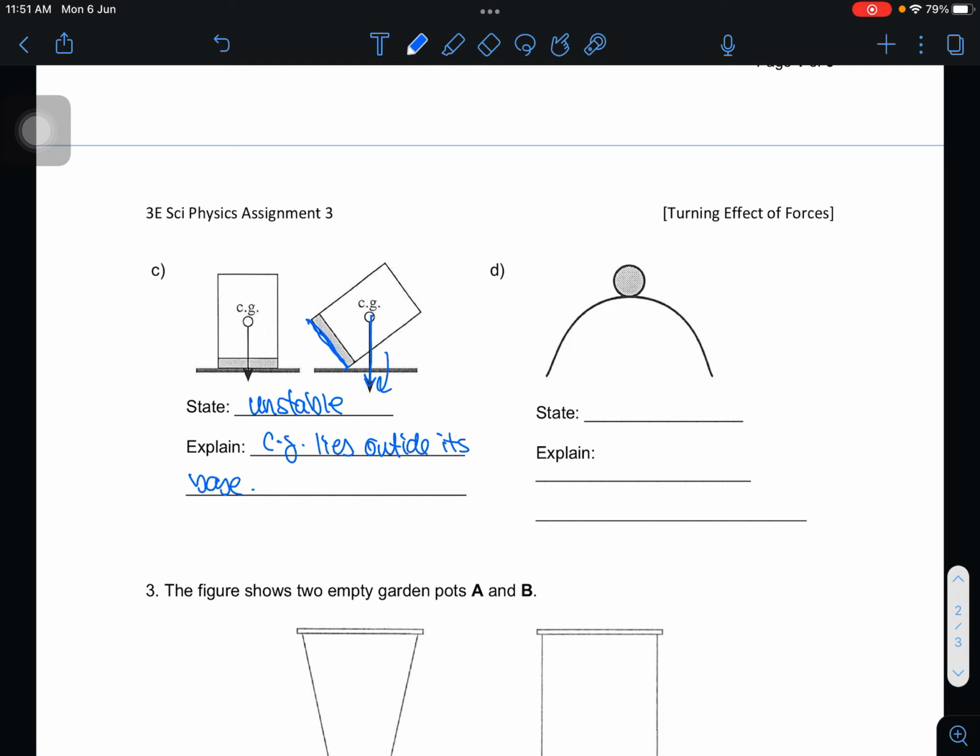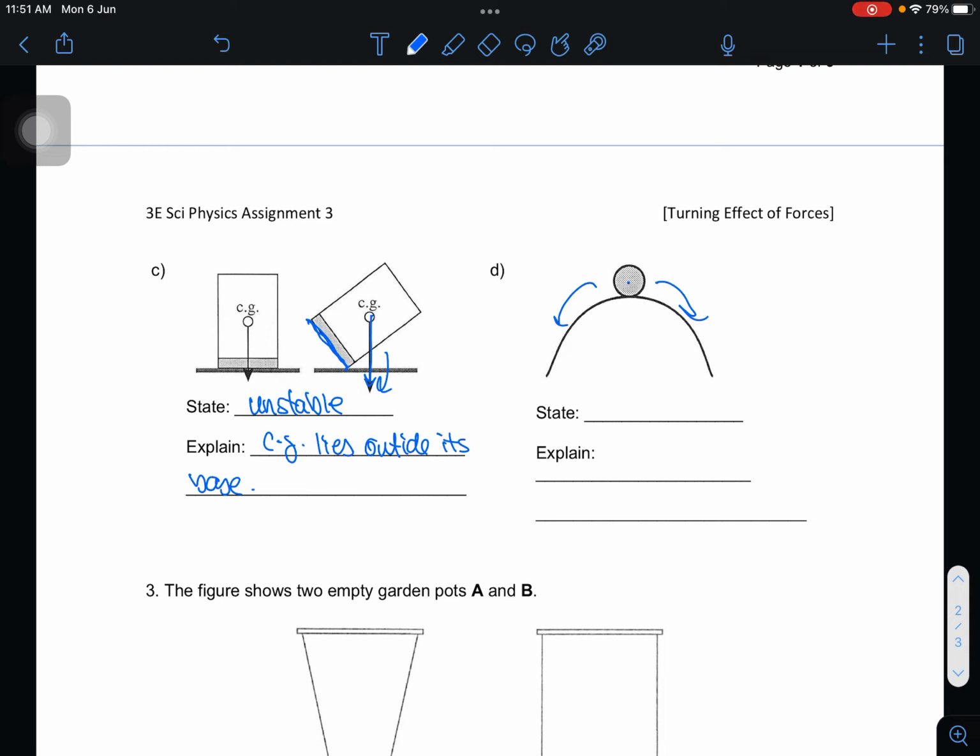So that's unstable. For part D, a lot of students still choose neutral, a lot. No idea why. Neutral basically means that the CG will not move. So I want to pose this question again: the ball, once it rolls down here or here, will the ball ever come up to the top of this hump again on its own?